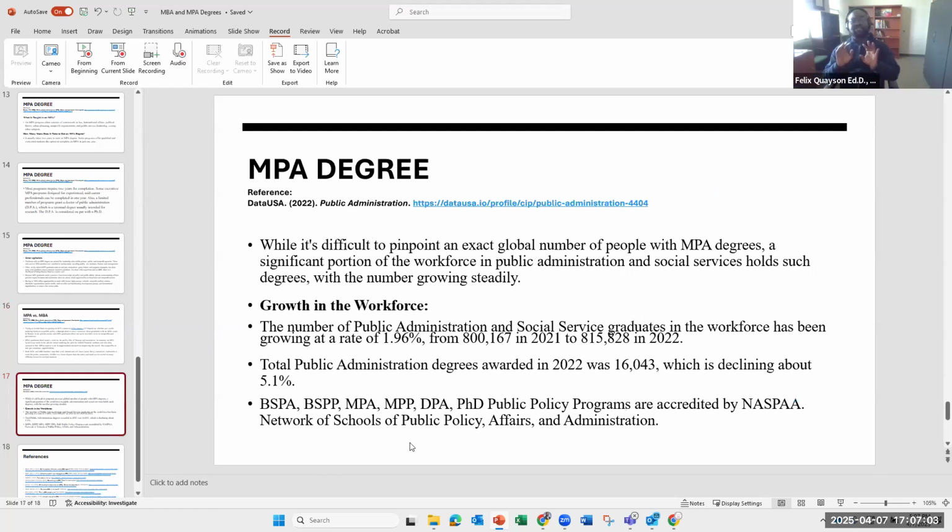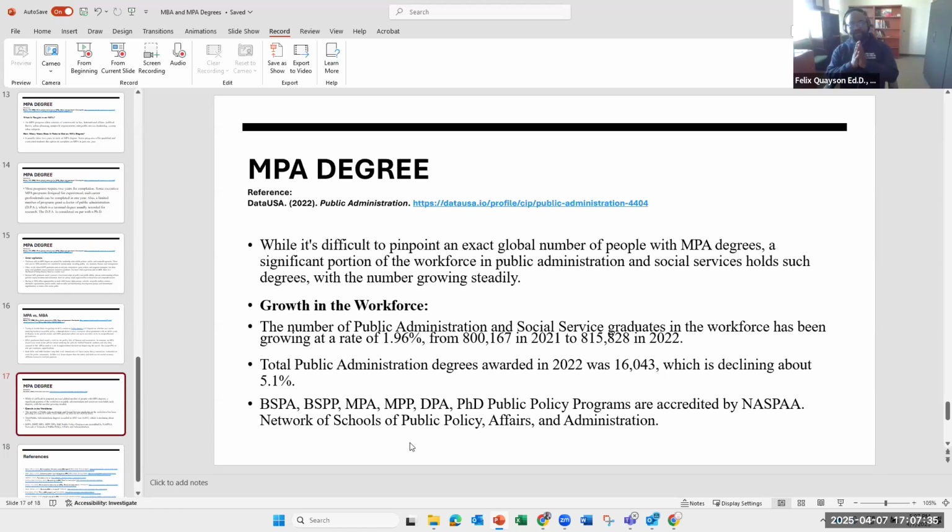While it's difficult to pinpoint an exact global number of people with MPA degrees, a significant portion of the workforce in public administration and social services holds such degrees, with the number growing steadily. Okay, so the number of people in the workforce with public administration and social services degrees is growing steadily. So now let's look at some numbers, just like we did with the MBA. Let's look at the MPA numbers.